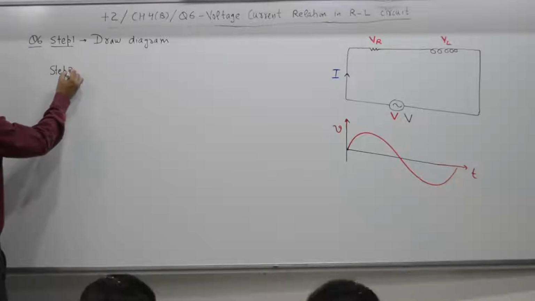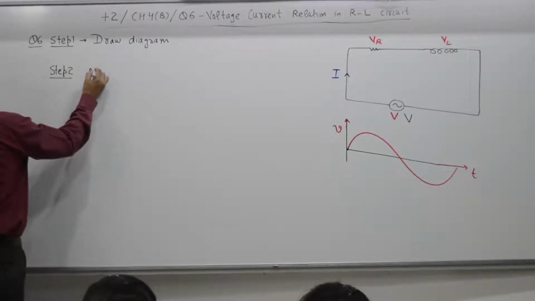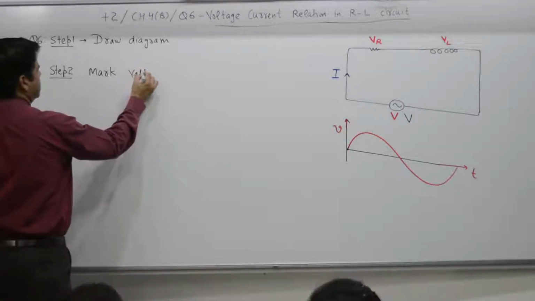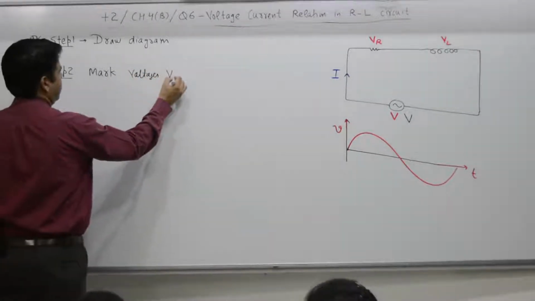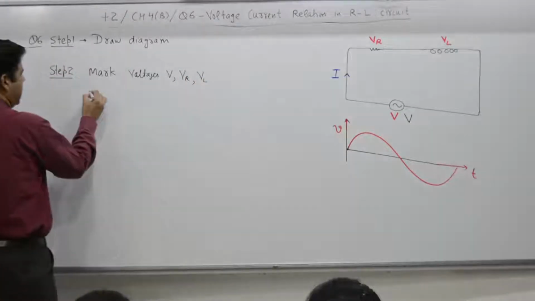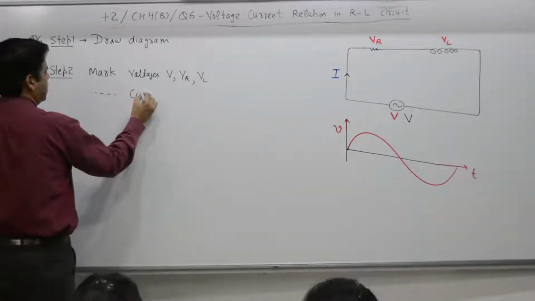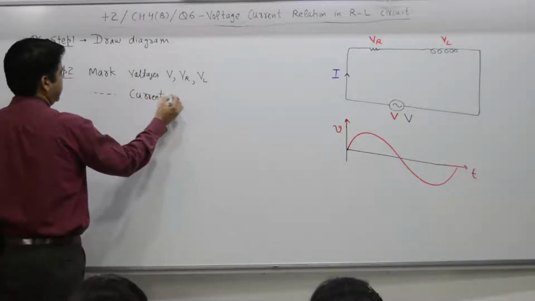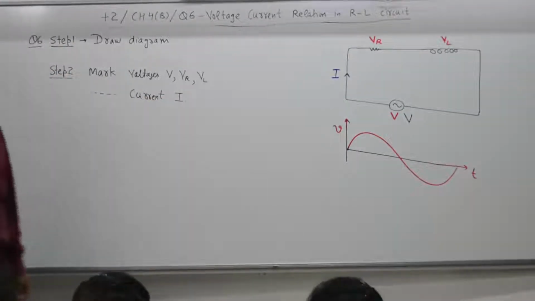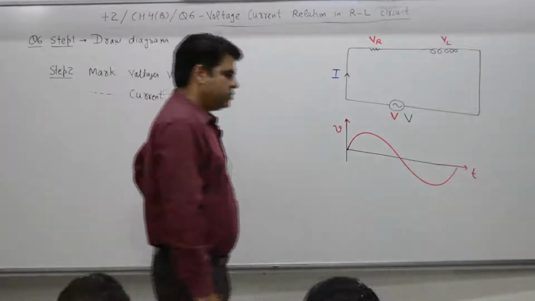Step 2, mark voltages V, VR, VL, and mark current. It is a series circuit, only one current I is there. So 2 minutes to complete.